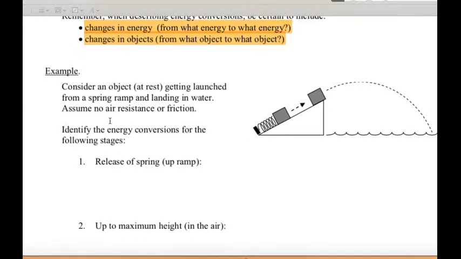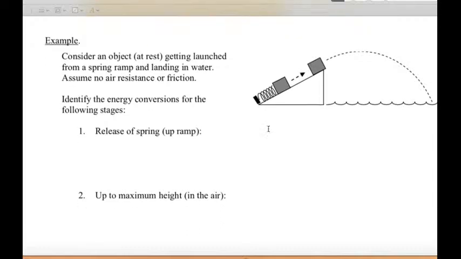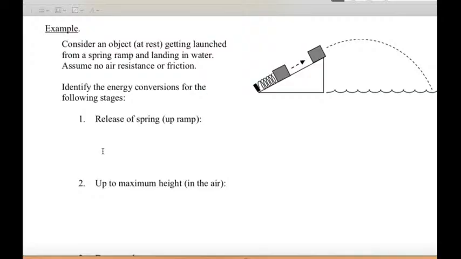So assuming no air resistance while it's in the air and no friction while it's on the ramp. Also probably assuming this is an ideal spring, so we can use, well, I guess we're not doing any math, so that's not crazy important. But no friction in the spring either. So we want to identify energy conversions, right, which can be broken up into transformation or transfer. So the first stage, release of the spring.